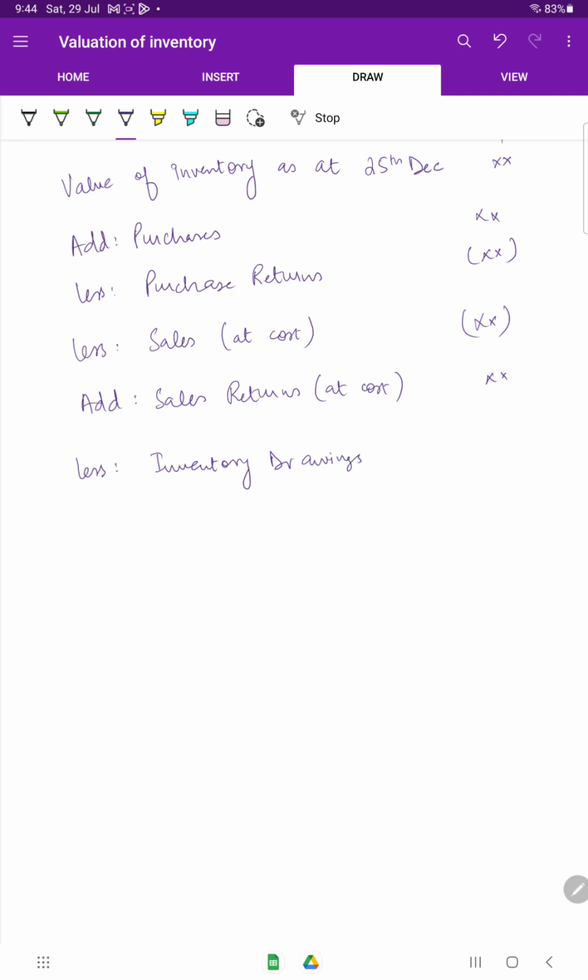If you as an owner have withdrawn anything from the business, like you are expecting to take some inventory home during 25th to 31st of December, you'll also subtract that. If you might think that there is some inventory that is, God forbid, robbed, destroyed or damaged by any scenario, you will also subtract that.